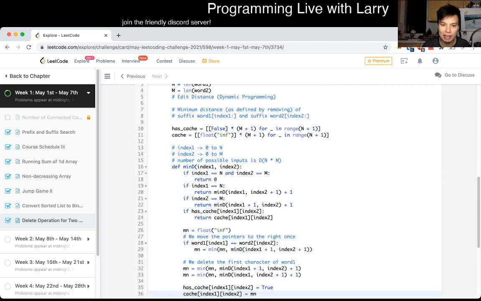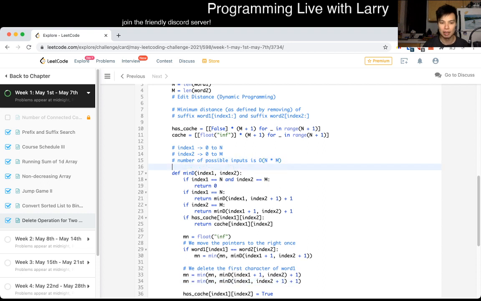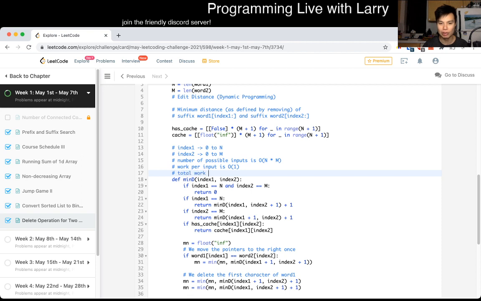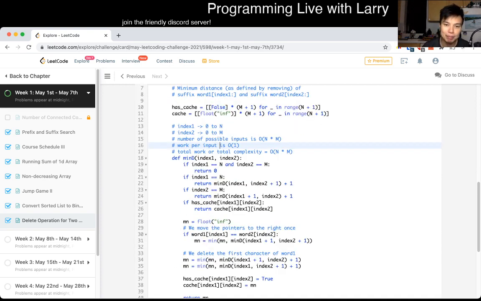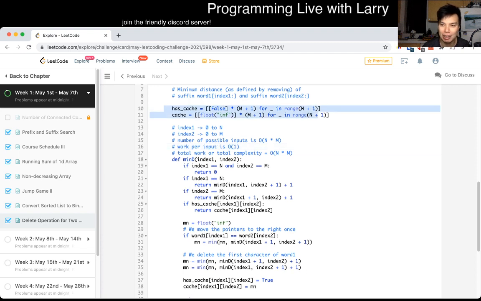Cool. So as we said, the number of possible inputs is n times m, and because each one of these is going to be an O of 1 lookup because of the memoization, each one will do at most 3 lookups. So work per input is O of 1. So total complexity is O of n times m, because it's just inputs times work per input. So you get the units correctly. And that's pretty much it. In terms of space, as we said, you just have a 2-dimensional array or matrix, and in terms of time, you have this thing, right?